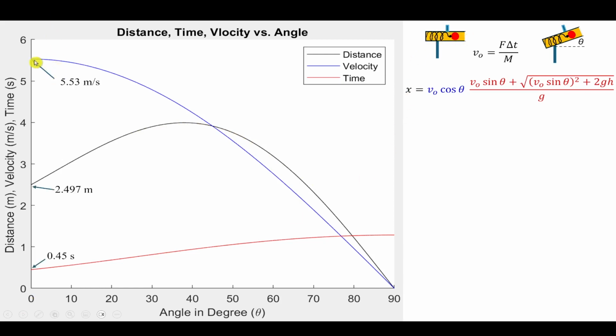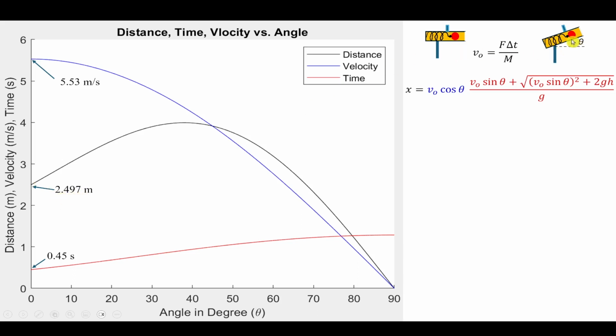Now, at angle theta equals 0, that will be this scenario. So the velocity is the maximum. It's 5.53 meters per second, because when theta is 0, all the force of the spring is dedicated to push the ball to travel horizontally. But at theta equals 0, the time the ball is in the air is only 0.45 seconds, because gravity pulls it down. So when I multiply this times this, I get this value. The ball will travel 2.497 meters.